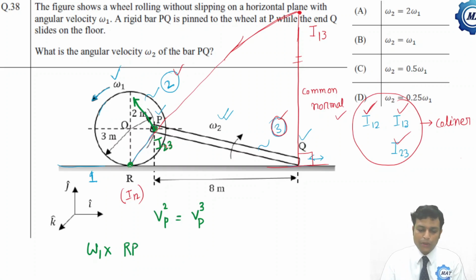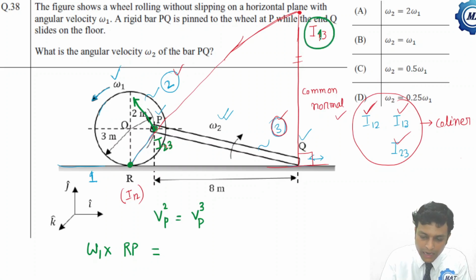So body 2 has a pure rotation about R, and that should be equal to velocity of body 3 at point P. Now, what is I13? One is fixed.